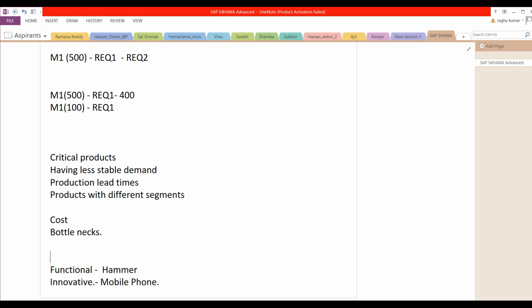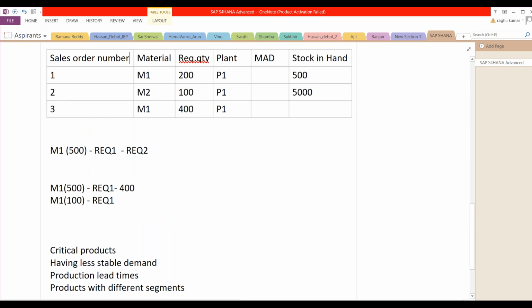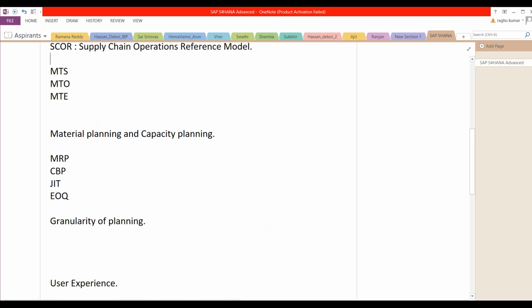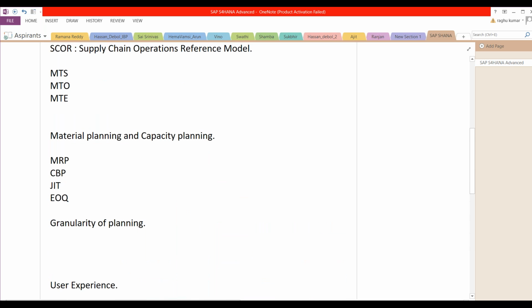So MTS, MTO, MTE, right? From a make to stock point of view, we know that before the demand has arrived, we are trying to build it. You agree, Neeraj? Correct. Make to stock. Yeah. So in this context of make to stock, that means the process of making a product.